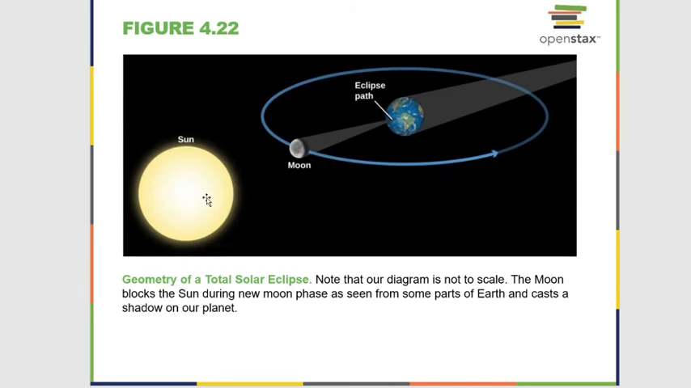So this is the geometry of a solar eclipse. Once again, a lot is happening here, right? First of all, the moon is orbiting the Earth while this is going on. Second of all, the Earth is rotating while this is going on. And the moon is casting a shadow on the Earth. And typically that shadow might be 30 miles in diameter, something like that.